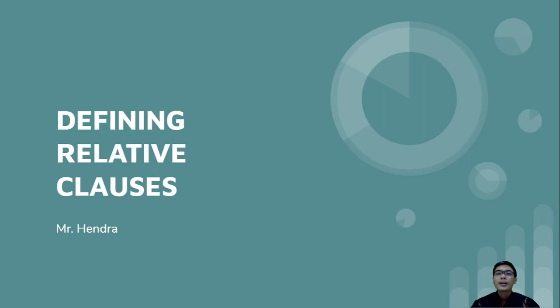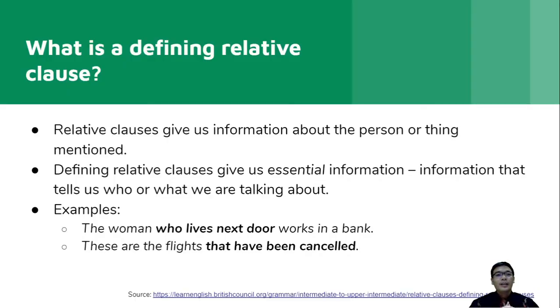So what are defining relative clauses? Let's find out. So what is a defining relative clause? Relative clauses give us information about the person or thing mentioned, while defining relative clauses give us essential information, important information, which is information that tells us who or what we are talking about.